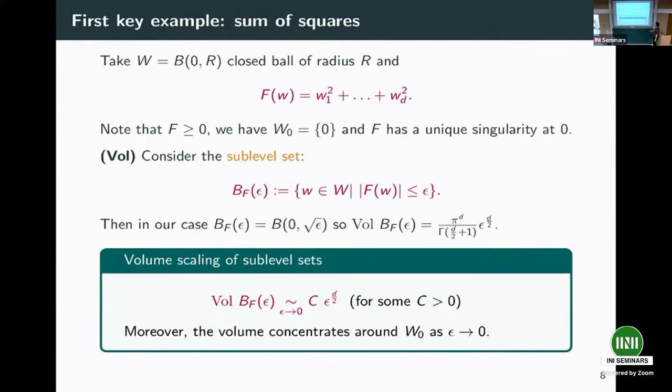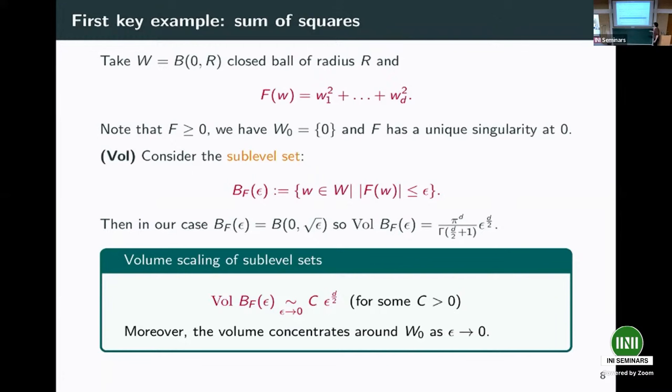Here's the first key example. It's just the sum of x_i squared, where d is the dimension. My domain here will be a closed ball of radius r at the origin. So this is a situation of a non-negative function. The zero locus is just the origin, and there's a unique singularity.